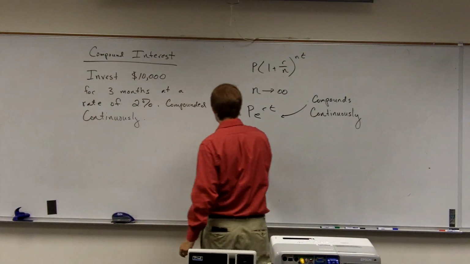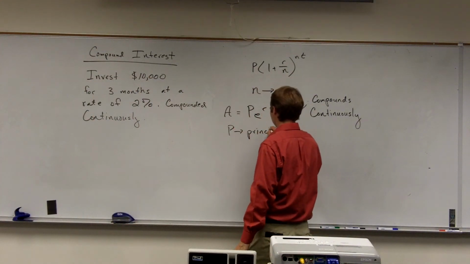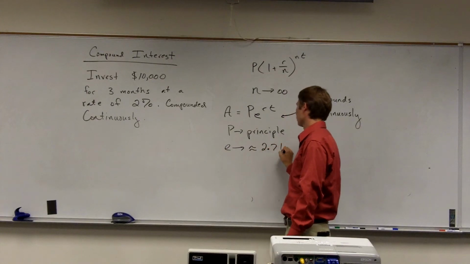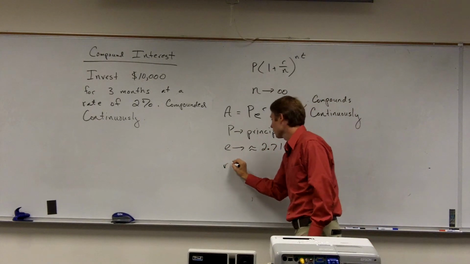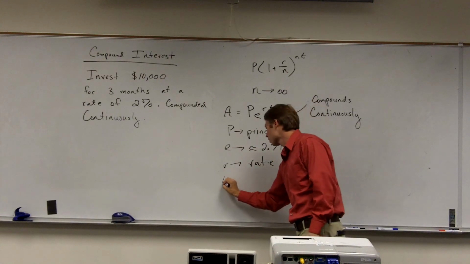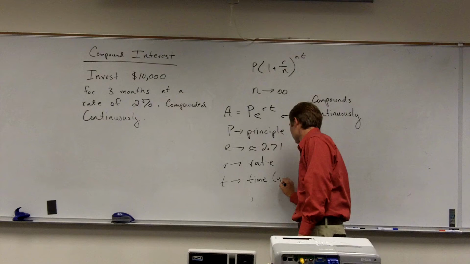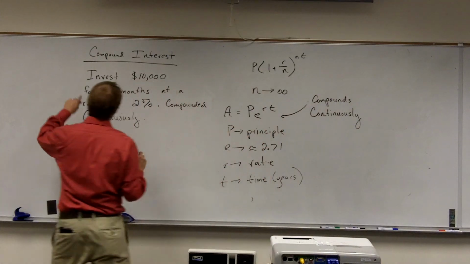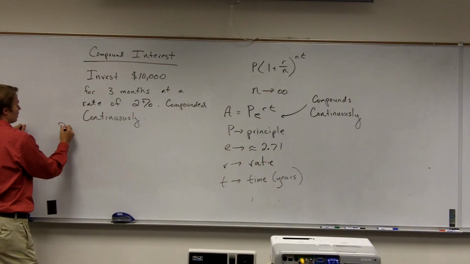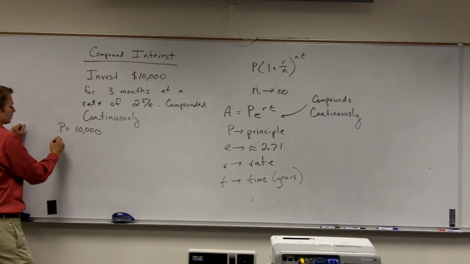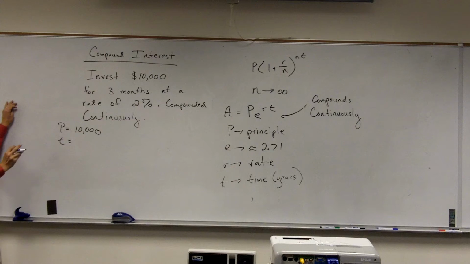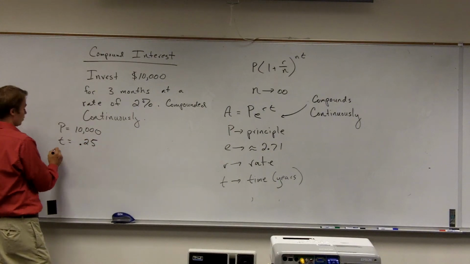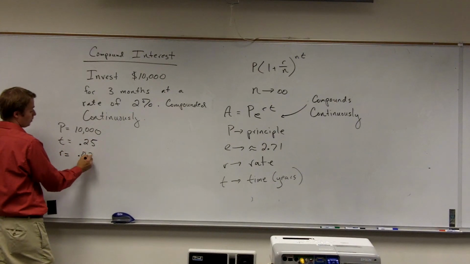Well, in this case, P stands for our principal value, the amount that we put in. E is just the number e, approximately 2.71. R is our rate, and T is our time in years. So I'm investing $10,000, so my P is 10,000. For 3 months, what will the T be in this case? A quarter, yeah, 1/4 or 0.25 of a year. The rate is 2%, so 0.02.